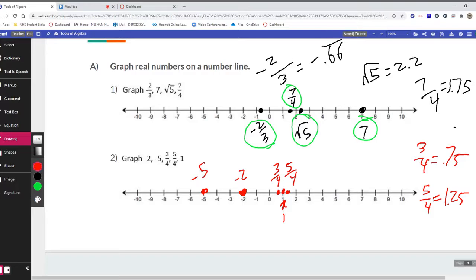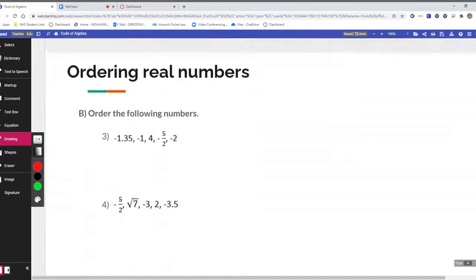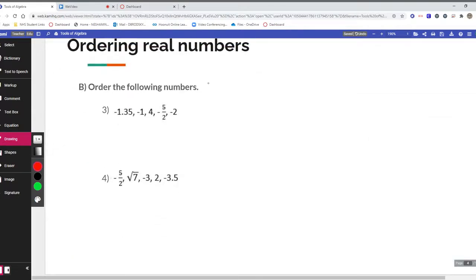So this would be the easiest way for you to do your homework tonight. Get out your calculator, convert these decimals, and then go right ahead and plot them. And then we're going to order, oh, I forgot to finish the directions. We'll say least to greatest.